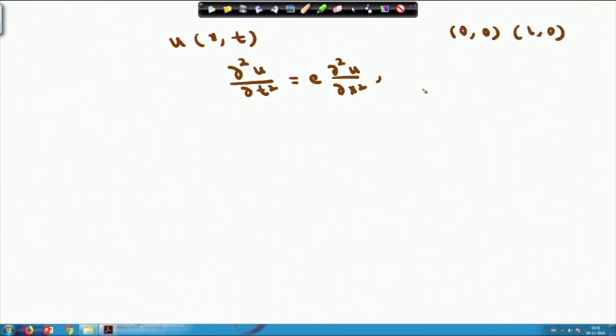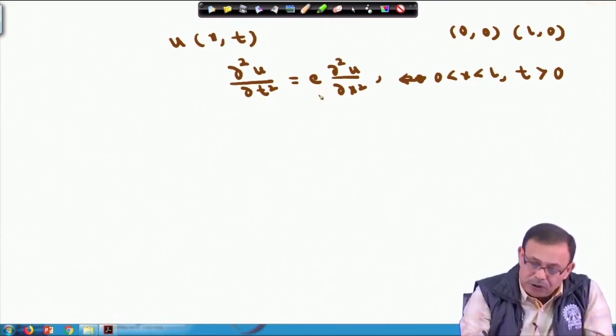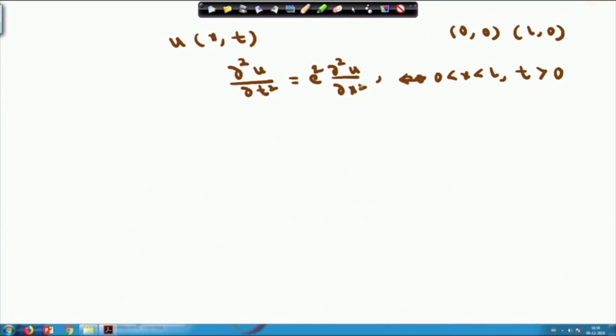That means your x lies between 0 to L and your t has to be greater than 0. So, your problem is now: the displacement u(x,t) will be governed by this equation, ∂²u/∂t² = c² ∂²u/∂x², where x will lie between 0 to L and t is greater than 0. And what would be the condition then?